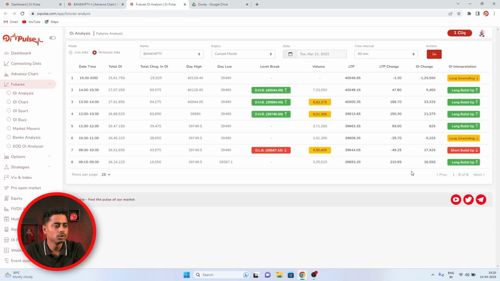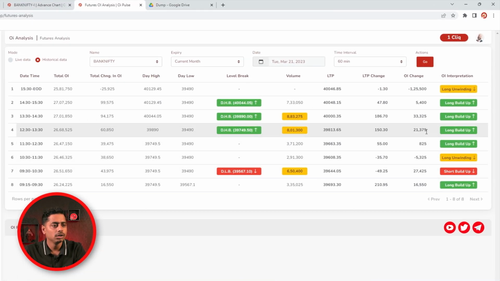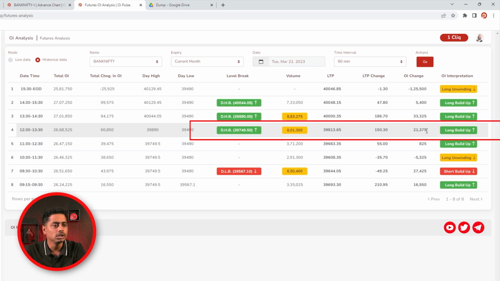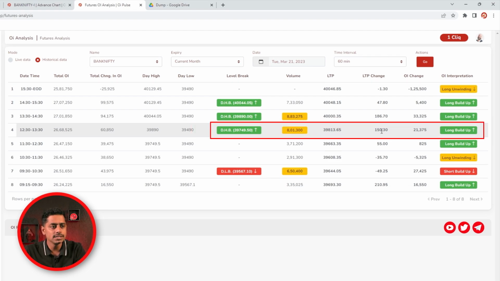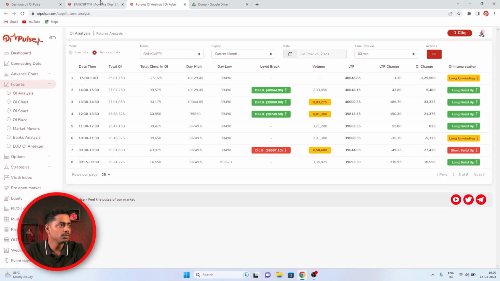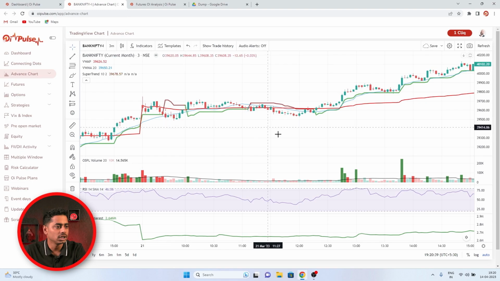And if we go to the same day, if you see at 12:30 to 1:30, you have a long build up. The price has changed significantly. 150 rupees has changed, and you have a very good volume breakout also, and the day's high is also taken. So we'll see what happened in that time on the chart.